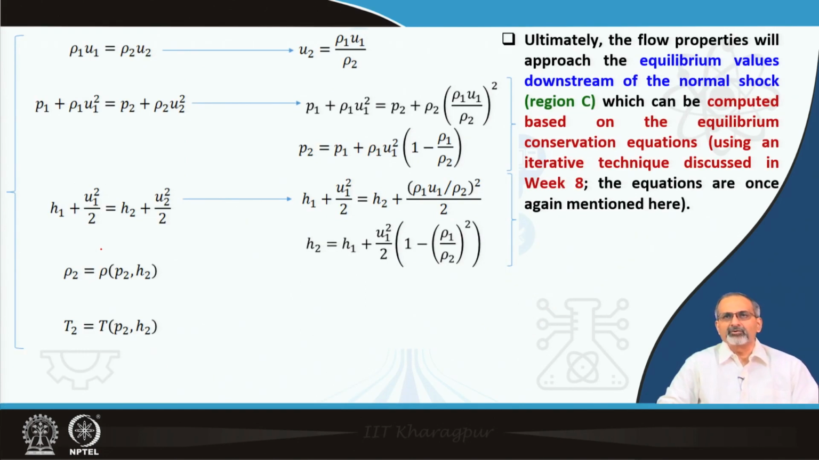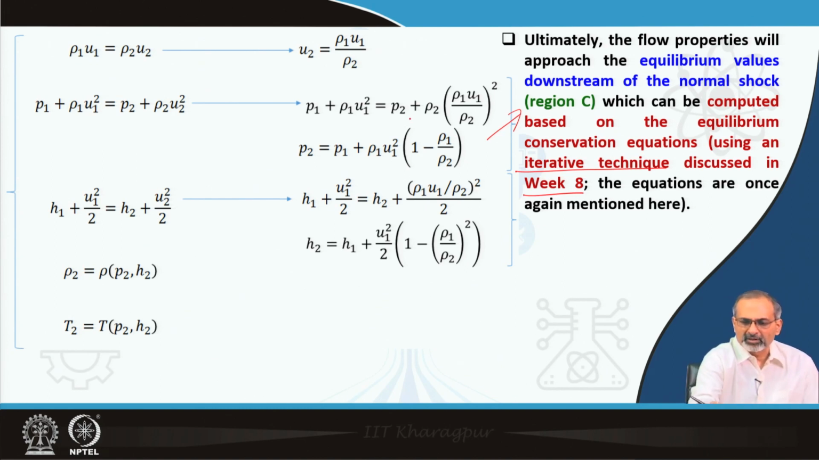Ultimately, the flow properties would approach the equilibrium values downstream of the normal shock as it reaches the region C, and it can be computed based on the equilibrium conservation equations. We talked about the iterative technique in week 8, which has to be applied here. If you recall, we talked about trial values of the density ratio with which you can start the iterations and then stop within a few steps till it converges. We are not going to go into much more detail here.